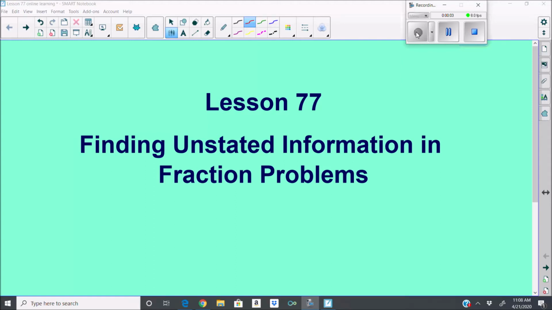Hello students, here is lesson 77 for math. The title of this lesson is Finding Unstated Information in Fraction Problems.